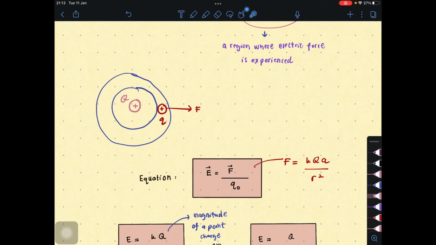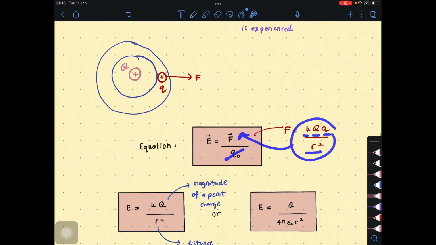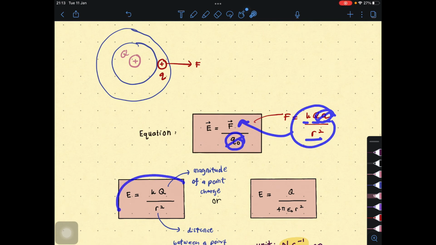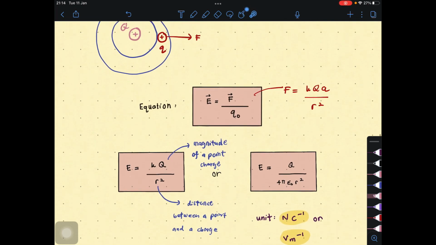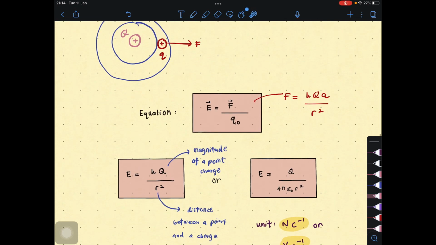So since force is equal to KQq divided by r square, so apabila kita substitute dekat sini, and then kita boleh cancel out this q. So q ni adalah the test charge. So kita boleh dapatkan a new equation which is equal to KQ divided by r square. Dan Q di sini, the charge, we only need to substitute the magnitude. So negative sign tidak perlu include. Sama juga macam force. And the distance here is the distance between a point and a charge.